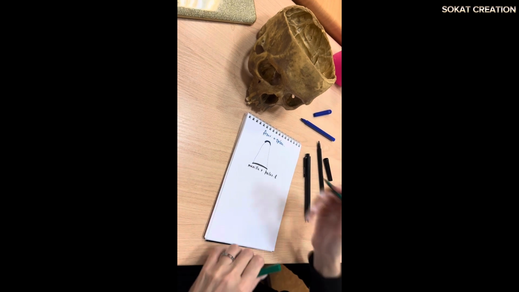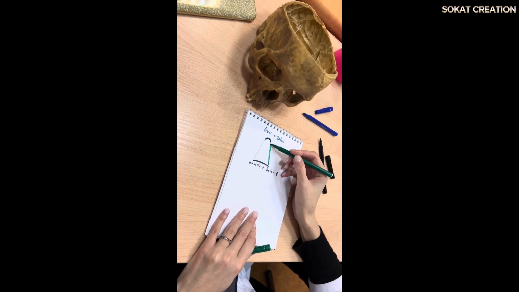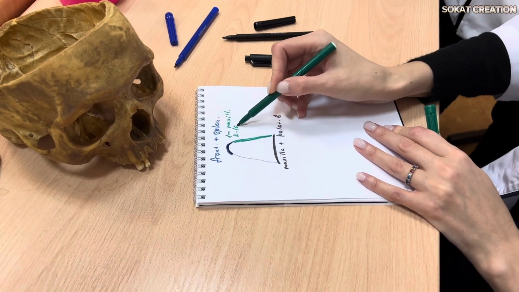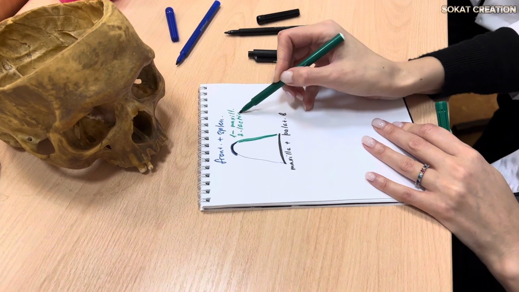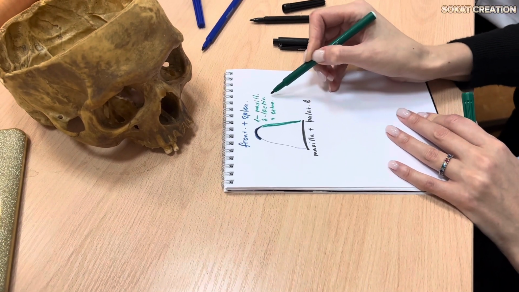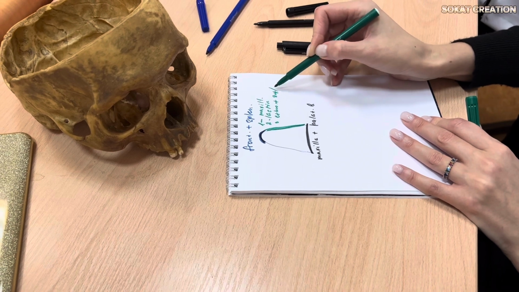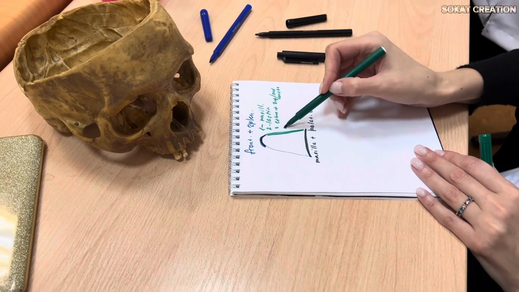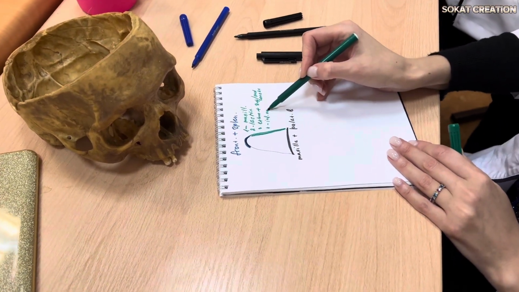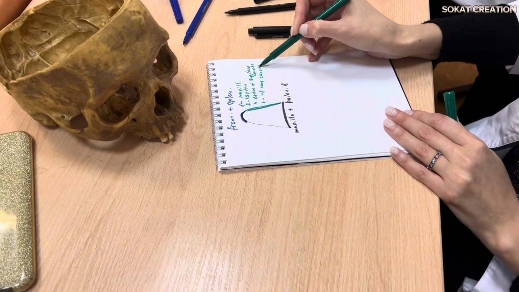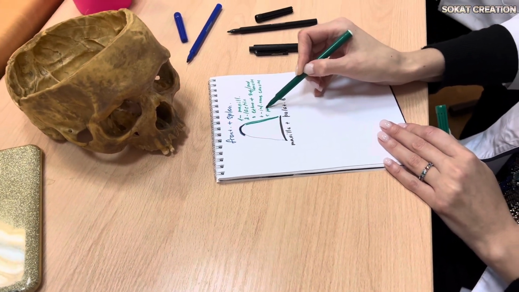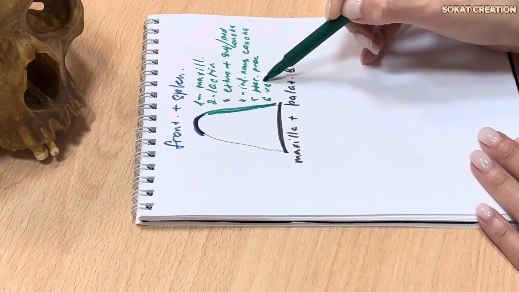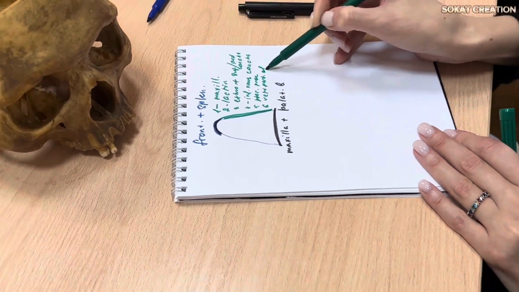In a lateral part, maxilla. Lacrimal. Ethmoid, with a superior and medial concave. And inferior nasal concha. Pterygoid process and the vertical part of palatine bone.